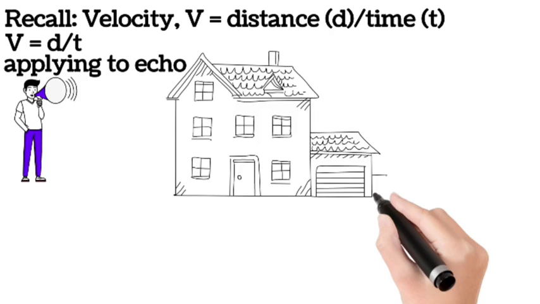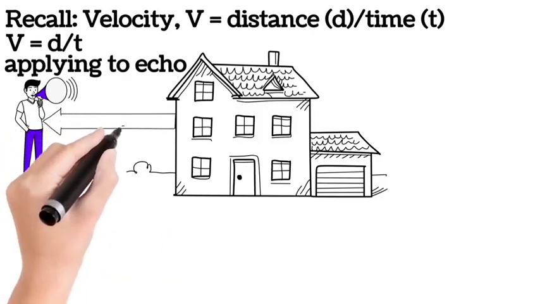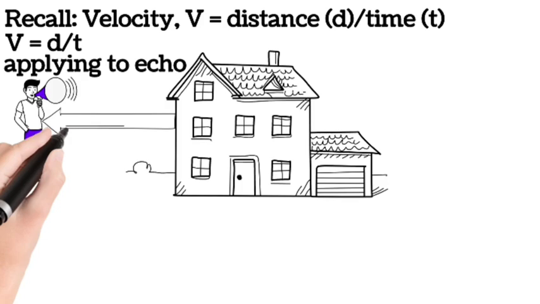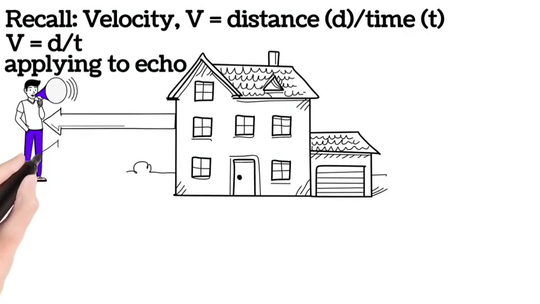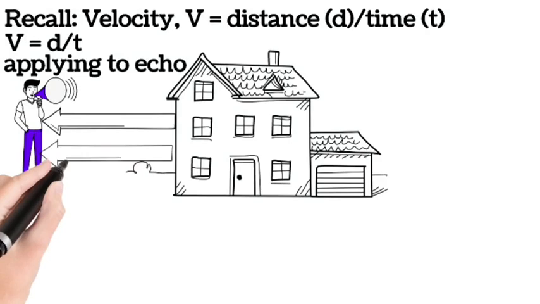The boy makes a sound. Now this sound this boy makes travels to hit the wall. It travels towards the wall, and because it is a wall, it will bounce back, which is what we call reflection of sound wave. It will bounce back to the boy, which is these two arrows you can see here.